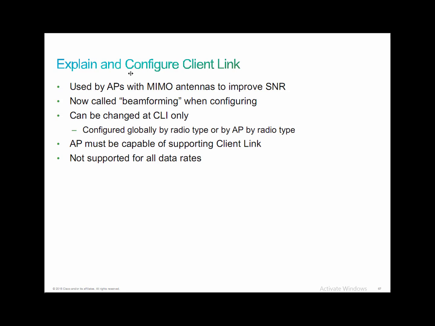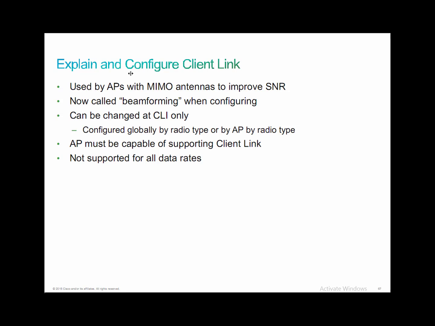The CLI refers to configuration changes as beamforming. Now, the AP has to have the following capabilities. Client link capability, of course, that's what we're talking about. You have to have 2 or more antennas enabled for transmission, and you have to have 2 or more antennas enabled for reception. Can't get this client link capability without that. It's not supported for data rates of 1 meg, 2 megs, 5.5 megs, or 11 megs. So you need to make sure that you're using the higher data rates as well.